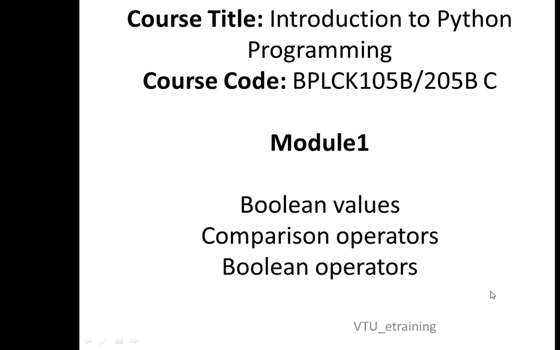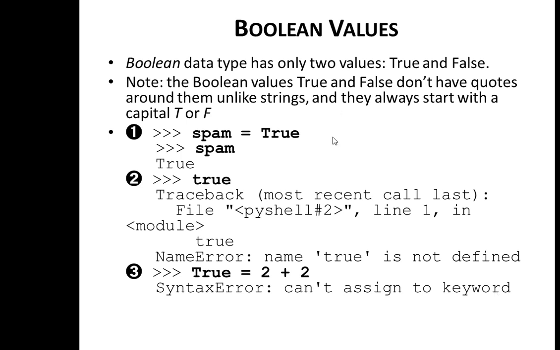In this session, we will discuss Boolean values, comparison operators, and Boolean operators. Boolean data type can have only two values, true and false. Note that true and false should not be enclosed within quotes unlike the strings, and they should always start with a capital T or a capital F. So let's see this with an example.